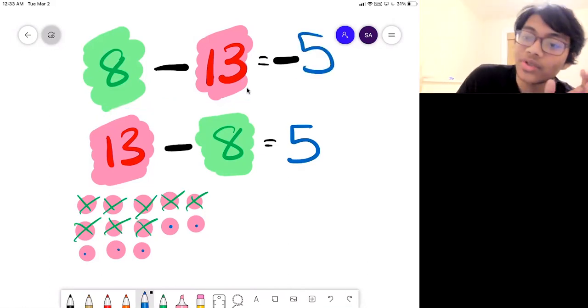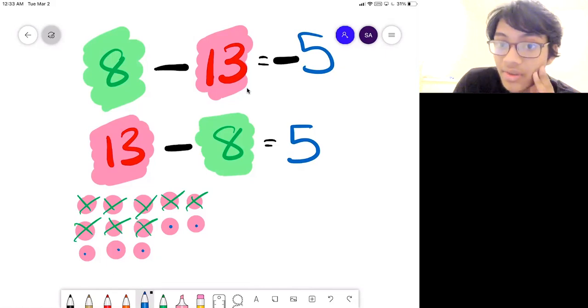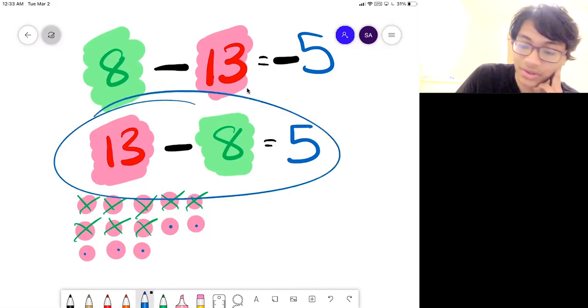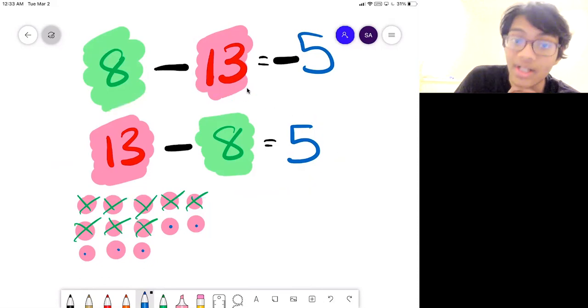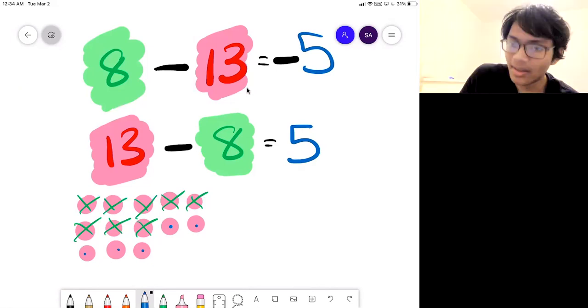So you see these cool tricks? Sometimes if you don't know how to do something, try thinking about ways you can do it, right? Remember what you did before. You know how to do subtraction. You know how to do addition. So go back to that. Try to solve what you don't know with what you do know. And if it comes to the worst case scenario, just use the number line.